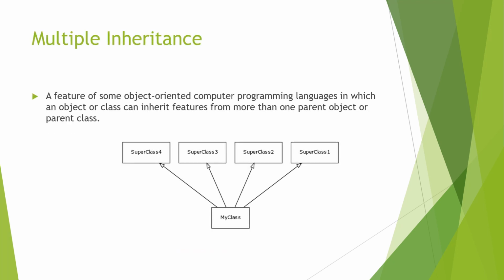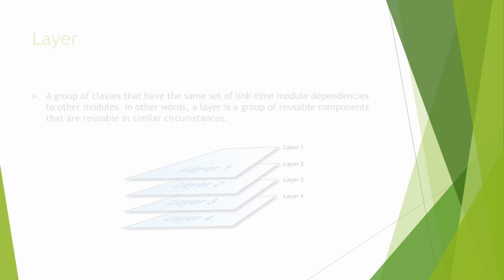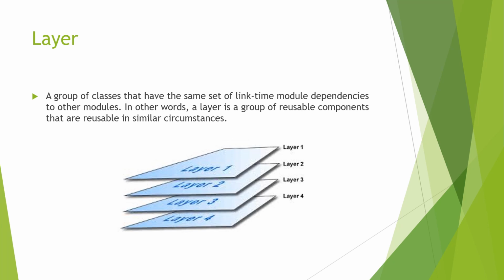Multiple inheritance. A feature of some object-oriented computer programming languages in which an object or class can inherit features from more than one parent object or parent class. Layer. A group of classes that have the same set of link-time module dependencies to other modules. In other words, a layer is a group of reusable components that are reusable in similar circumstances.